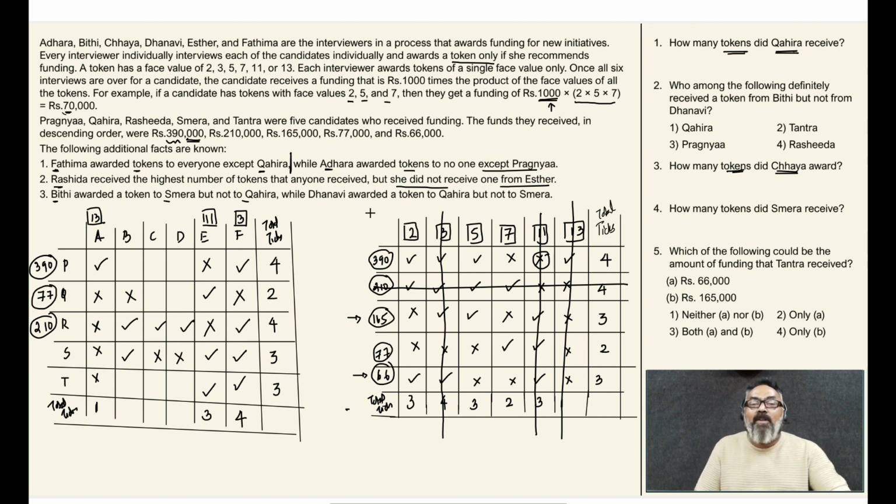Okay, let's go one more. D awarded token to Q, but not to S. Not here, पता नहीं. Already we have got this 2 here. We got a cross. Let's try and fill whatever we can fill. Okay. Then we have got a 2 here. We have got a cross.